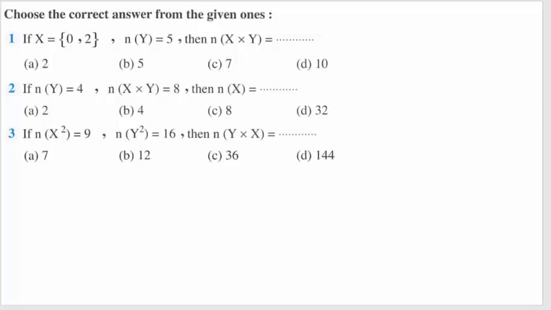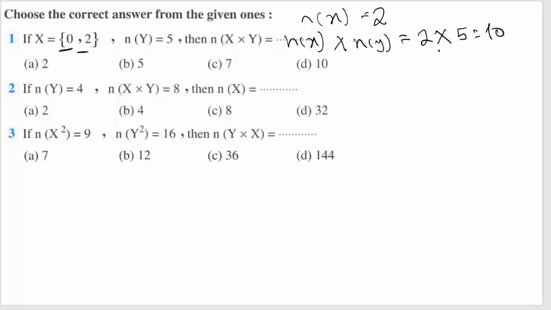Let's solve together some examples to see. If x equals 0 and 2 and the number of elements of y equals 5, what about the number of elements of x product y? If you see, x has only 0 and 2, so the number of elements of x equals 2. To find the number of elements of x product y, I will multiply number of elements of x by number of elements of y, which is 2 multiplied by 5 to get 10.